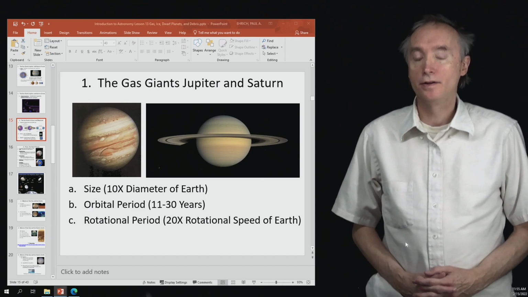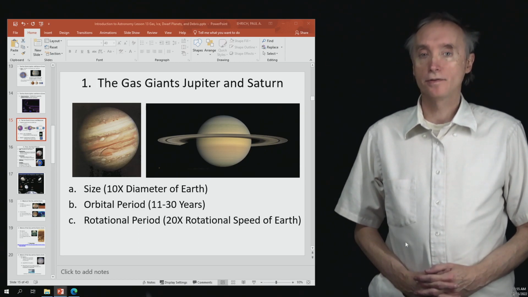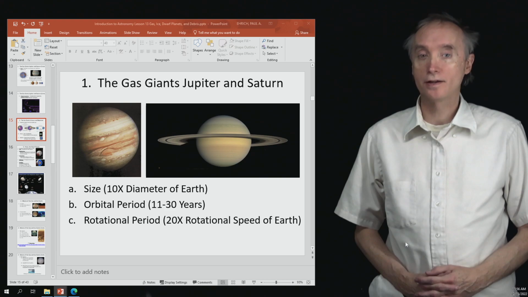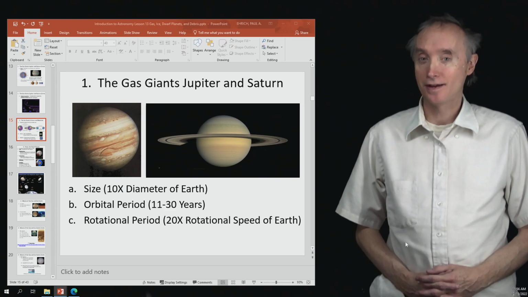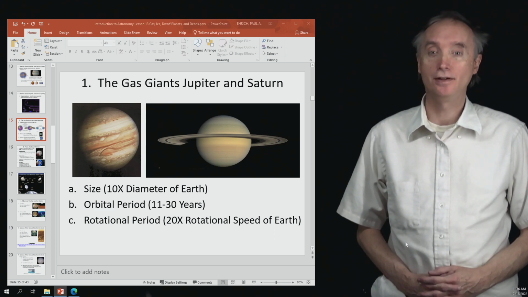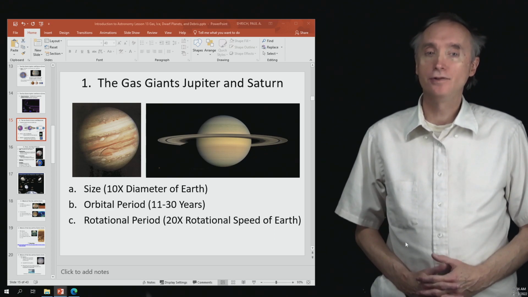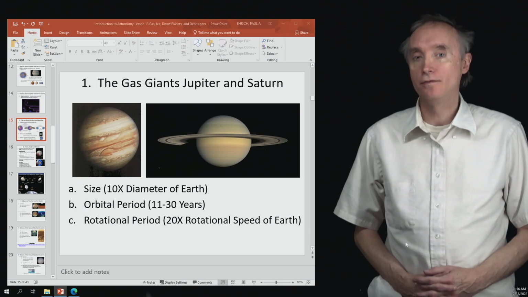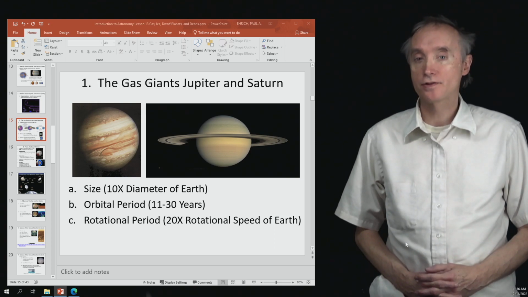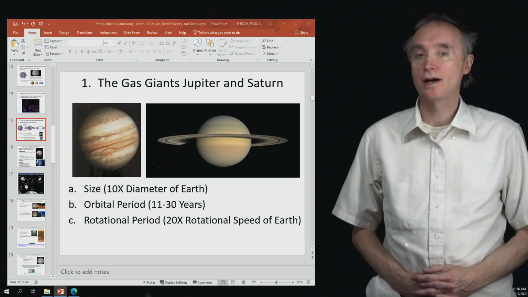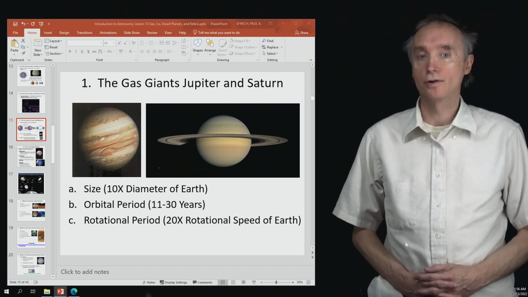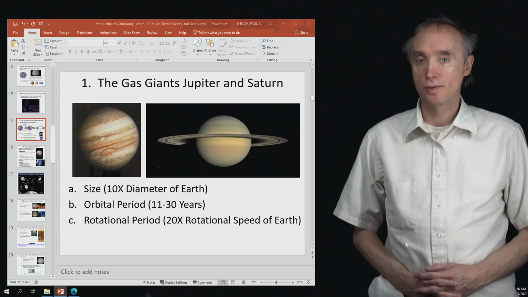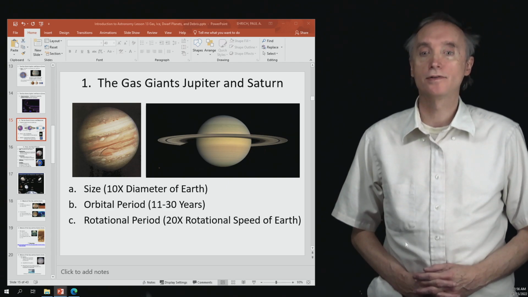I'm back, and now we want to talk about the gas giants Jupiter and Saturn. They're called the gas giants because they contain a lot of gas, hydrogen and helium. In general, the size of these two planets is about 10 times the diameter of the Earth. Jupiter is actually a little bit larger than Saturn, but they're roughly about the same size.